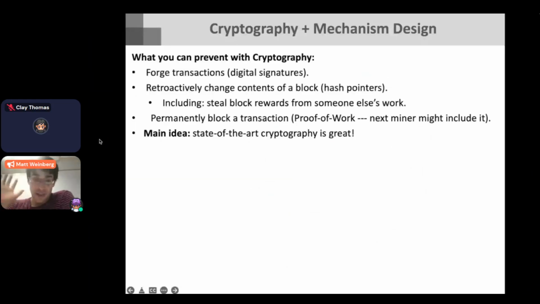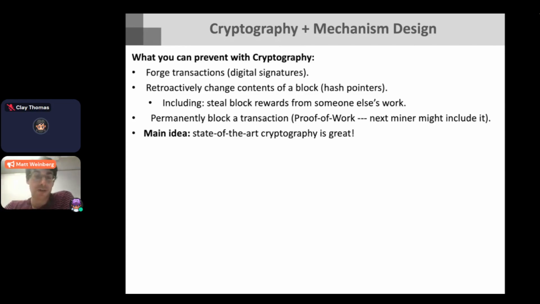I think this slide is the most important part of the second half of the talk: cryptography gets you a really far part of the way. Just by digital signatures, you cannot forge transactions. Just by hash pointers, you cannot retroactively change the contents of a block. And just by using hash functions to do proof of work, you can't permanently censor a transaction from entering Bitcoin, for example.